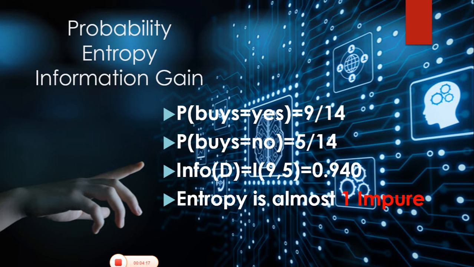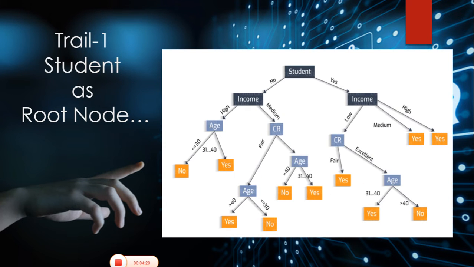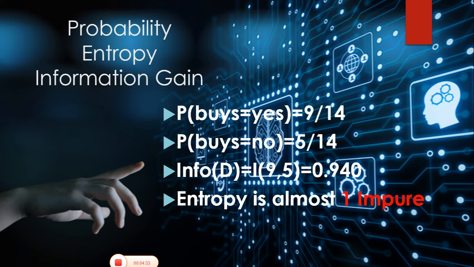If entropy is 0, then the data is completely homogeneous. If entropy is almost 1, then it is highly impure, which means constructing the decision tree for the above dataset by taking the root nodes income and student results in a false result. That is, it will give false results.